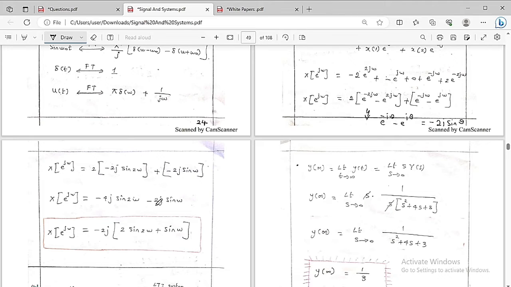So in these two terms, if you take minus 2j as a common factor, then we are going to get it like this.